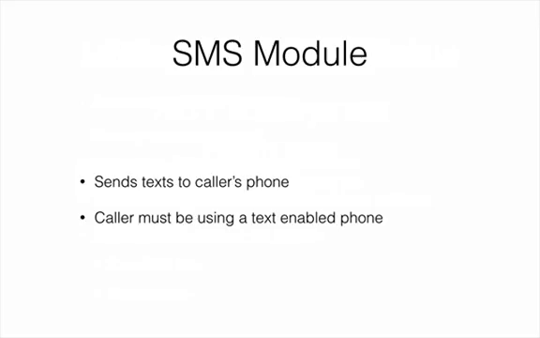SMS module. The SMS module gives you the opportunity to have text sent to the caller's phone. This only works if the caller is calling from a text-enabled phone such as a cell phone. A great way to use this is to have an option in the IVR menu for the user to get hours of operation or address of the company sent to their phone via text message.